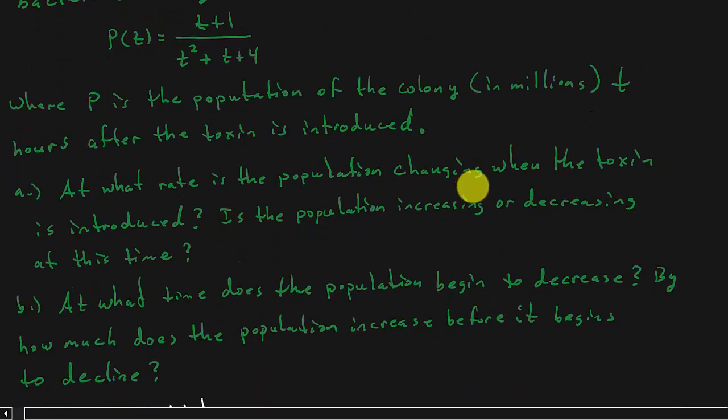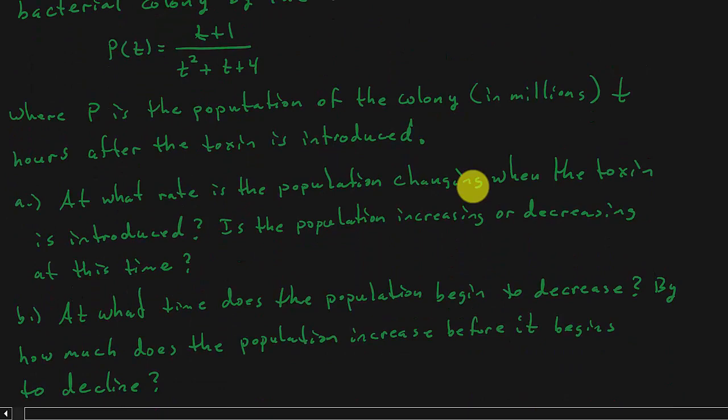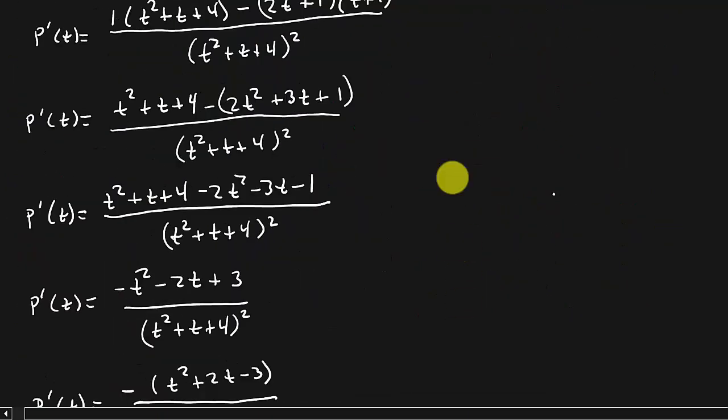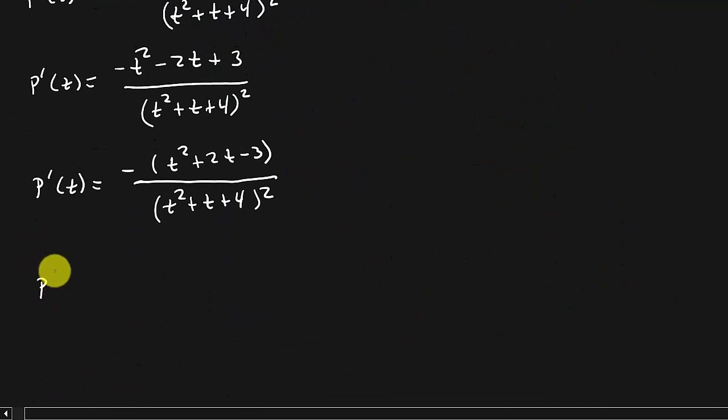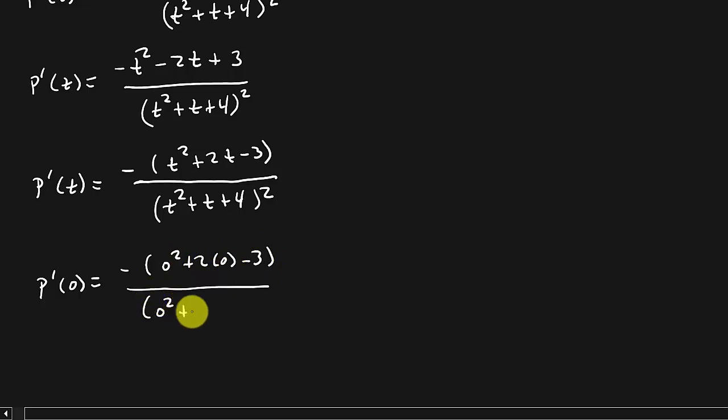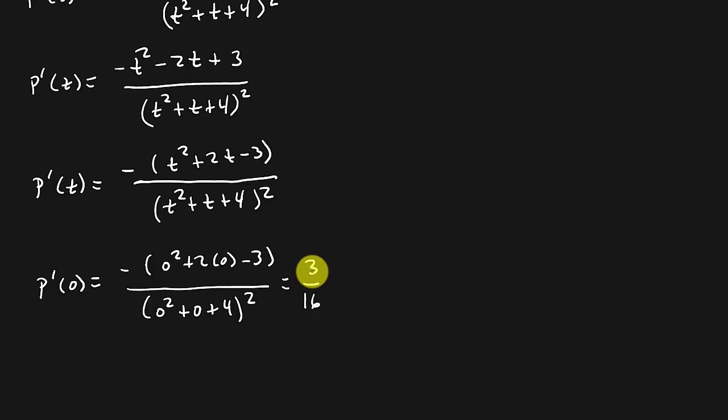Now they want to know, we have to go all the way back up here: at what rate is the population changing when the toxin is introduced? And so what we're doing here is evaluating the first derivative at 0. So that's negative 0 squared plus 2 times 0 minus 3 over 0 squared plus 0 plus 4 squared. And when we plug that in, we get 3 over 16. So initially the population is changing at the rate of 3/16.